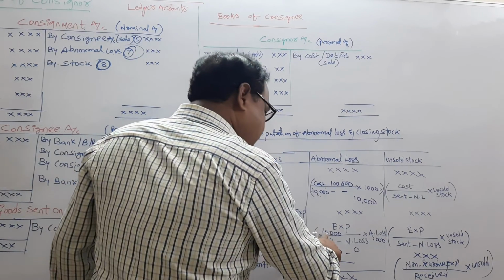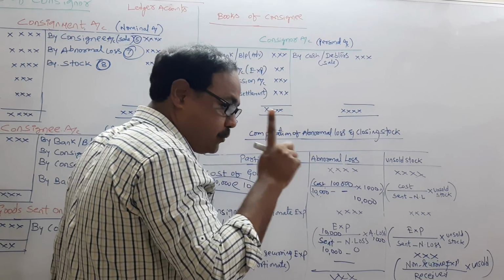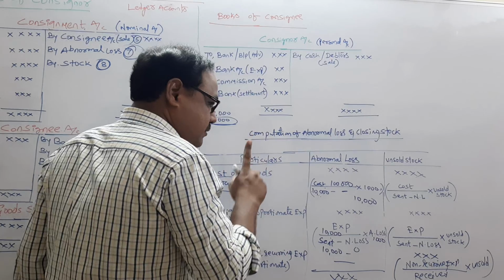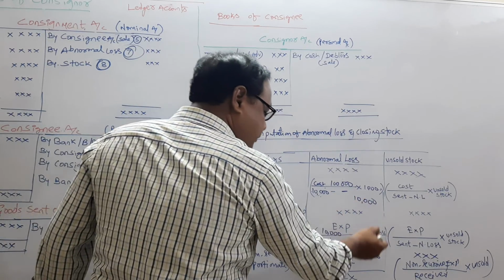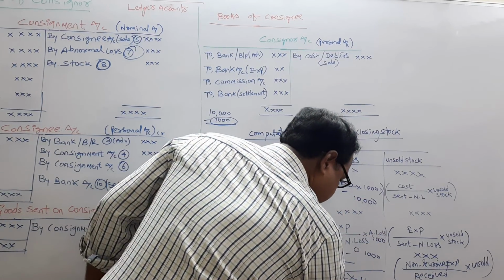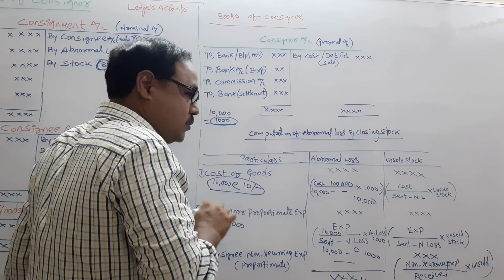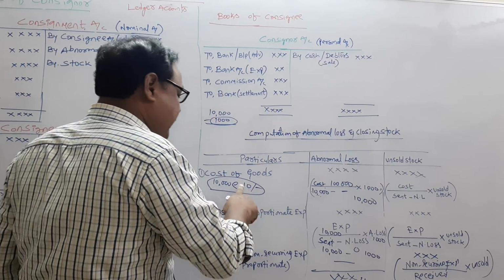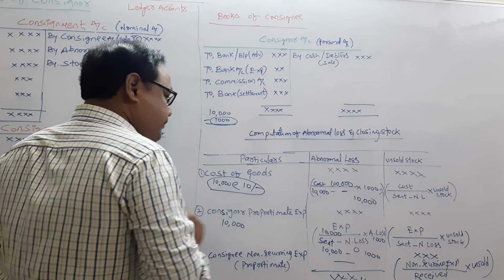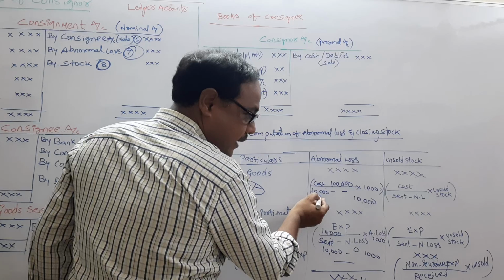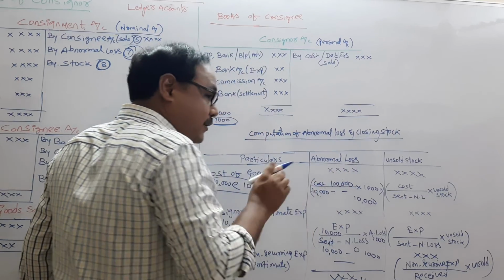Next, 10,000 rupees divided by 10,000 units, 1 rupee cost per unit, into how many units? 1,000. So 10,000 plus 1,000, 11,000 is your abnormal loss. I repeat once again, 10,000 units sent to consignee at 10 rupees, 10,000 into 10, 1 lakh rupees. Now divide by what? Divide by cost. How many units sent? 10,000 units.